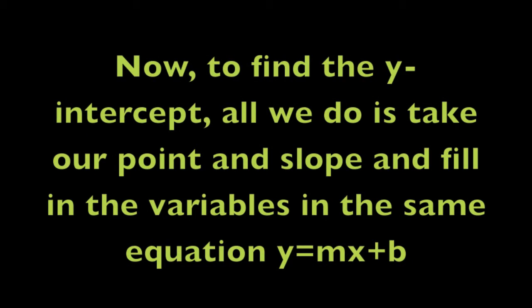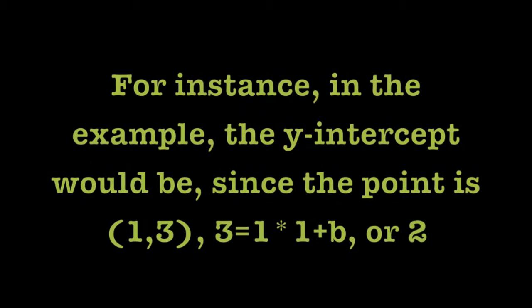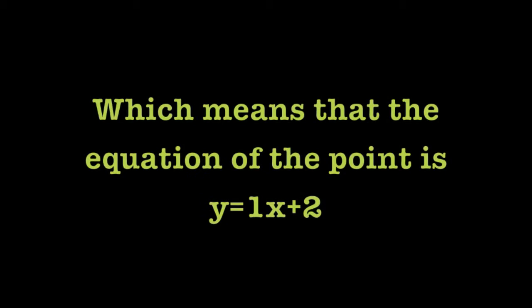Then, to find the y-intercept, all we do is use the equation y equals mx plus b, plug in the slope, plug in the y and the x, and find b. Like in our example, the y-intercept would be 2, since we subtract 1 from 3. So the equation of the line is y equals x plus 2.